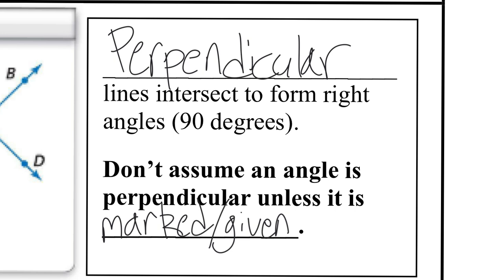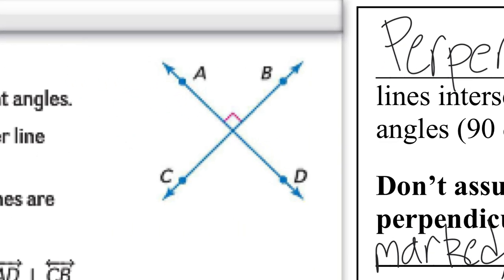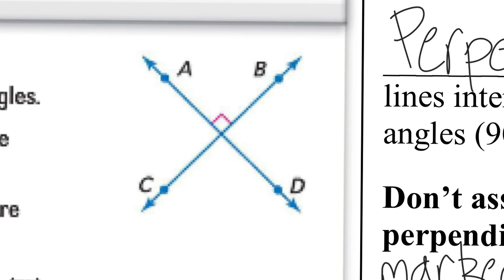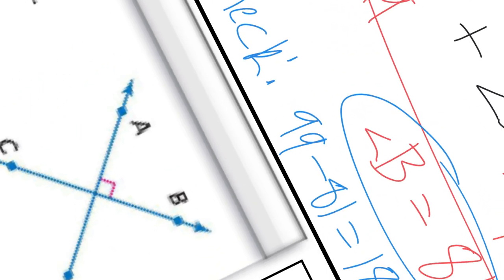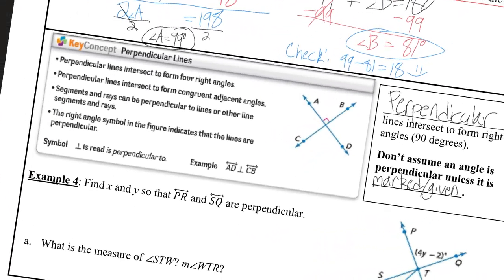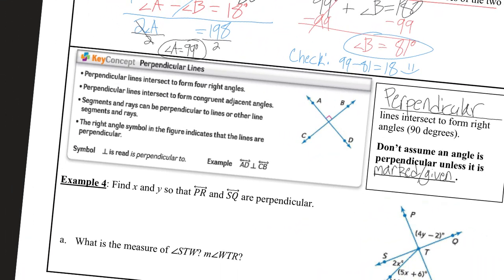Please do not assume that an angle is perpendicular unless it is marked or given. So what I mean by that is I could draw an X for you like this with these intersecting lines, but you don't know for sure that they're perpendicular lines, excuse me, unless you see a right angle marked. So this is the right angle marked. Generally, we see it turned on its side like this. That's the right angle notation, I guess you could say.